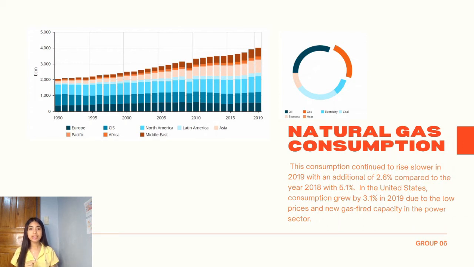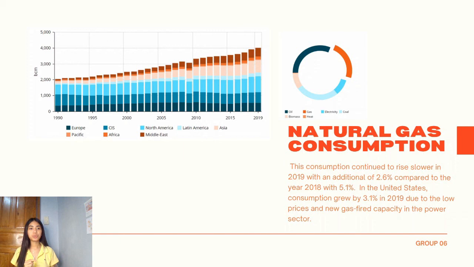In the United States, the consumption grew by 3.1% in 2019 due to the low prices and new gas-fired capacity in the power sector. Meanwhile, in China, the economic slowdown and the relaxation of policy on coal to gas switching contributed to half the growth in gas consumption by 8.6%.